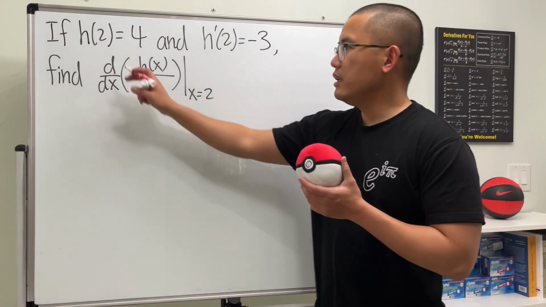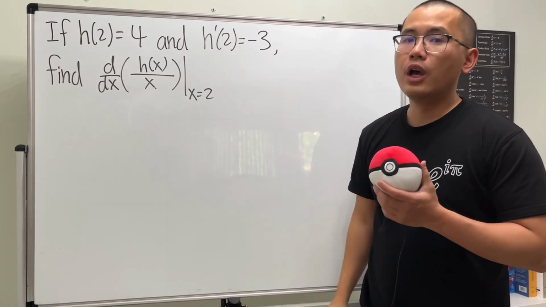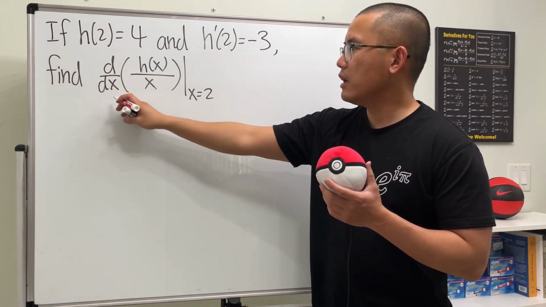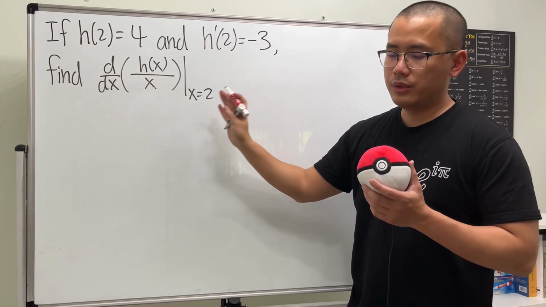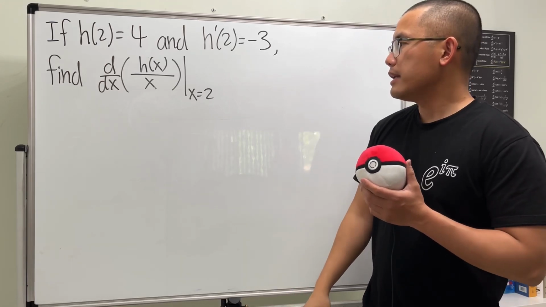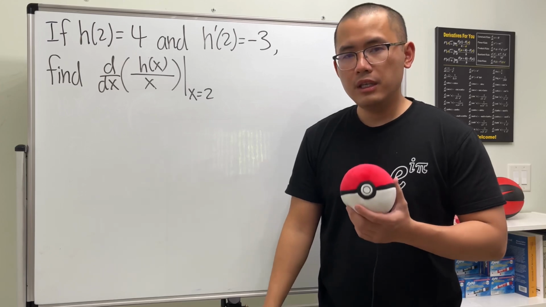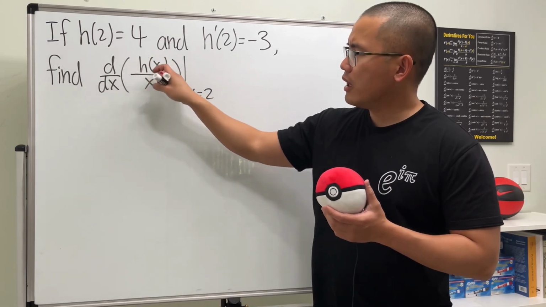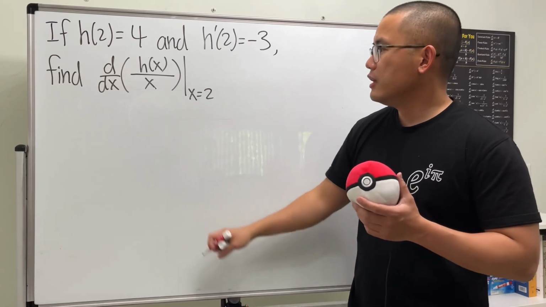Here's the question. If h of 2 is equal to 4 and h prime of 2 is equal to negative 3, we are going to find the derivative of h of x over x, and we are going to plug in 2 into the x later on. Alright, so you see that we have a quotient here. We are going to use the quotient rule. Even though we don't know the formula for h of x, we have the values that we need. Check this out.